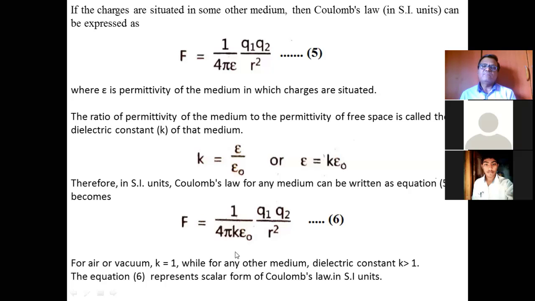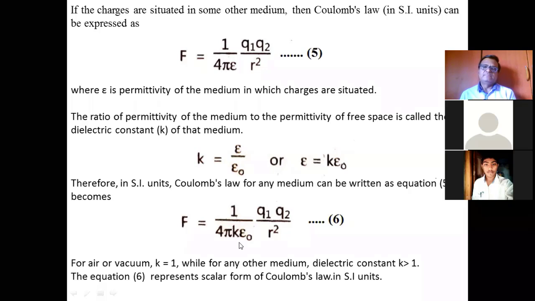This equation can be used for any medium. If the medium is air, then the value of epsilon 0 is 1 and the value of k is 1. F is equal to 1 upon 4 pi epsilon 0, q1 q2 upon r square. That is, this equation becomes equal to the equation of Coulomb's law for vacuum or free space.